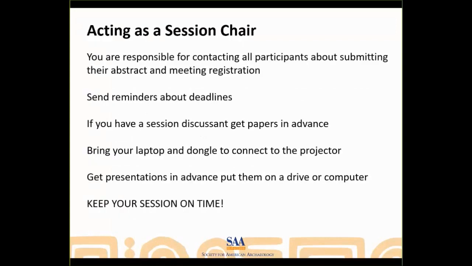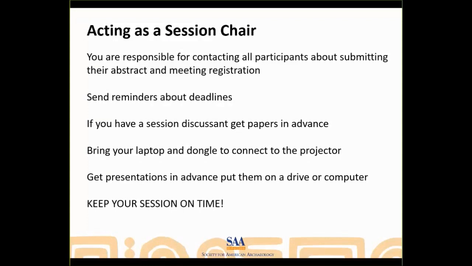So you have succeeded, you have recruited people, you have a phenomenal session organized, and you're ready to go, and you are a session chair. So this is kind of a burden of responsibility. You need to be contacting your participants and reminding them about deadlines. So they need to submit an abstract to your session, they need to register for the meetings, and they also need to make sure that their membership to the SAAs is current.